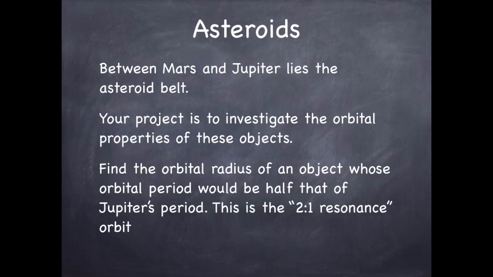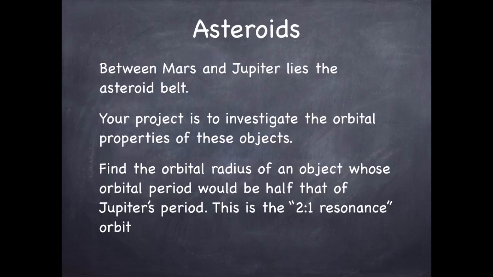That point, that orbit, is a 2-to-1 resonance. That means that the planet or the object at that radius is going to go around twice every time Jupiter goes around once. Consequence of that, if it happened to have that orbital radius, is that every other time it goes around, it's going to feel a perturbation from Jupiter, the attractive gravity of Jupiter. And that's going to have an effect on its orbit.